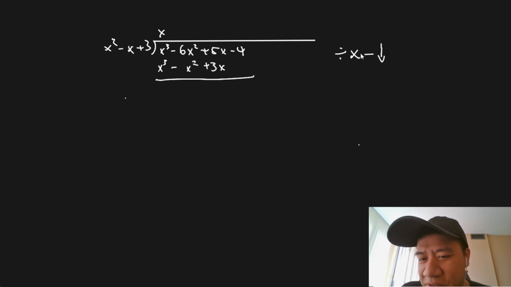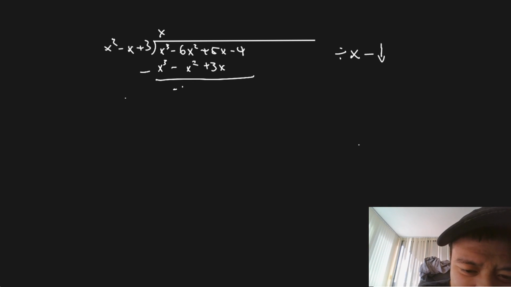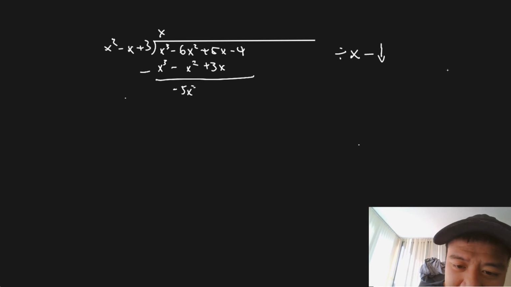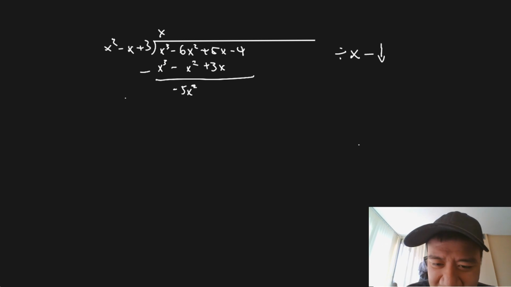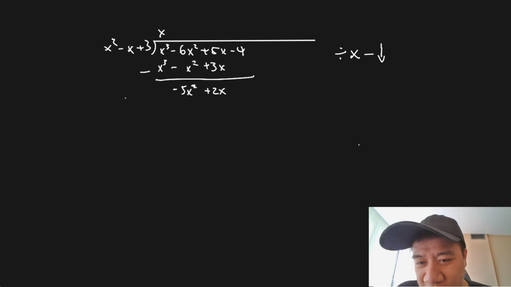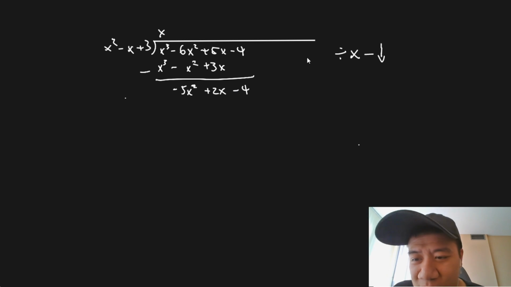All right. Next thing we do is we subtract. So we just have to subtract these terms with the stuff that we got down here. x cubed minus x cubed is 0. Don't need to put anything here. And then negative 6x squared minus negative x squared gets us negative 5x squared. And then 5x minus 3x gets us 2x. All right, and the last step we do is we bring down the negative 4. Okay, and then we repeat.